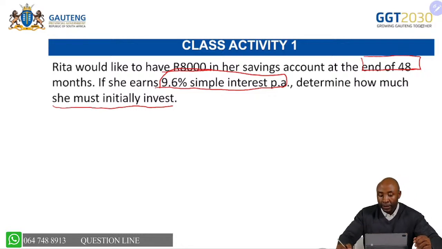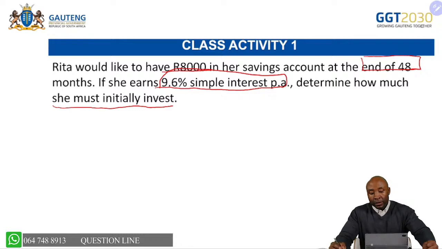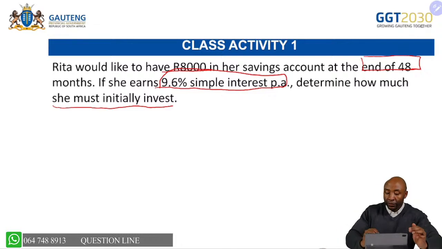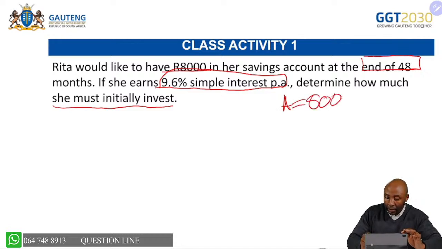So it means right now there is nothing in the account. She still needs to decide how much should she put in the account so that at the end of 48 months there is 8,000 in the account. So let's get the information we have. Our A is equal to 8,000 rands. Our I is going to be 9.6 over 100.